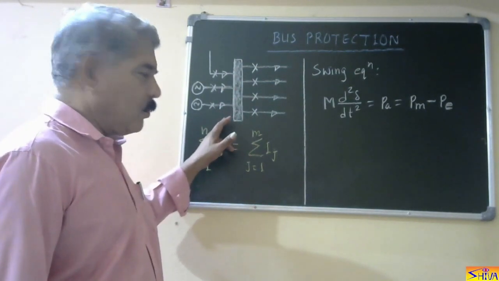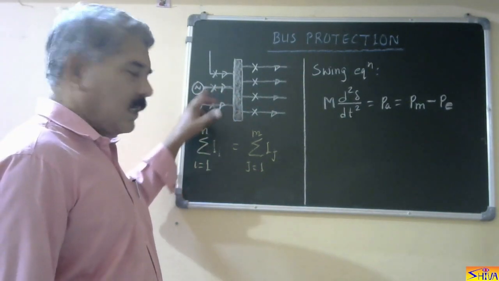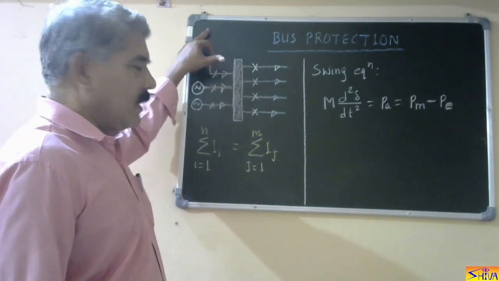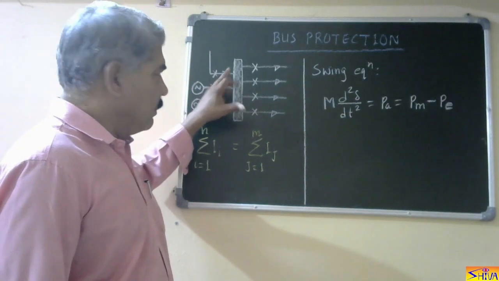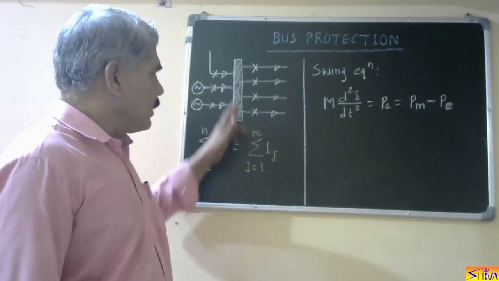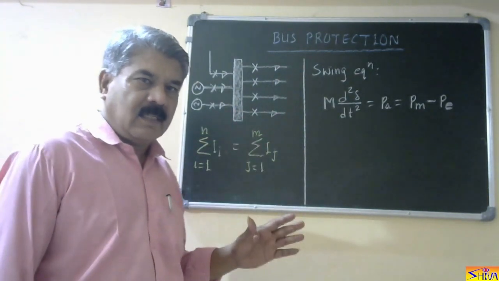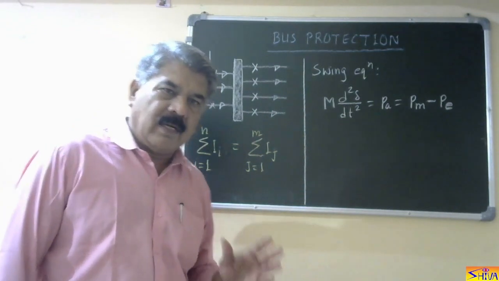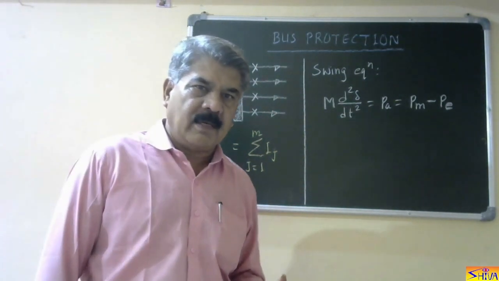Here I have shown that to this bus two generators are connected. That is a generating station. Then from another power area, one line is coming, and there are four load areas to which outgoing lines are there. So it is a node in the form of a metal strip to which all the incoming and outgoing lines are connected. Now let us see what are the salient features of this bus protection or bus bar.